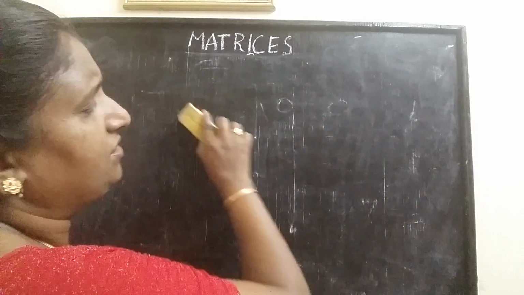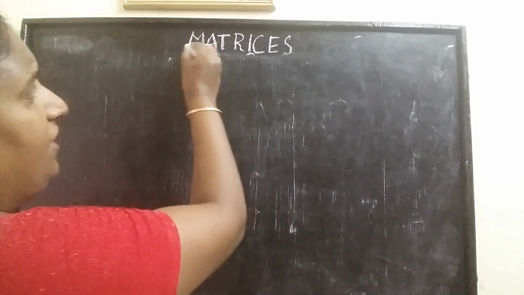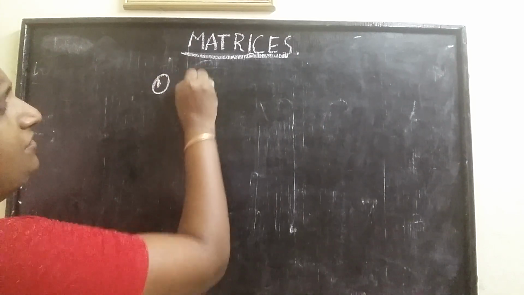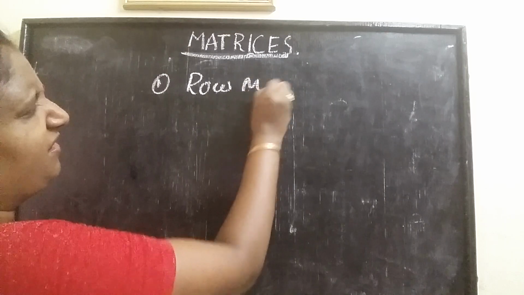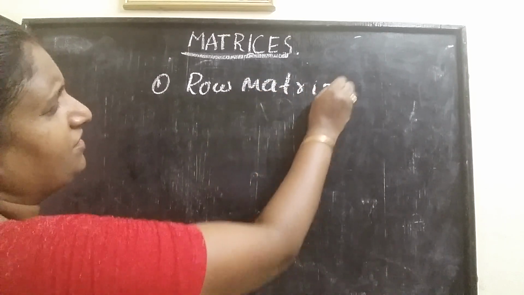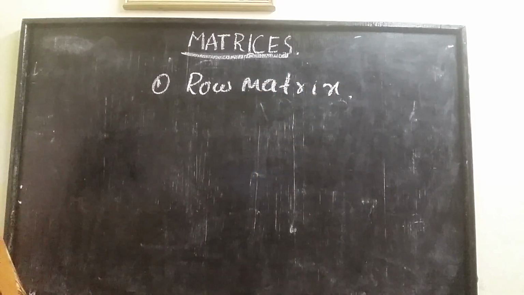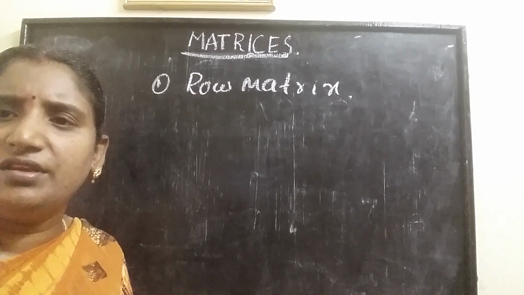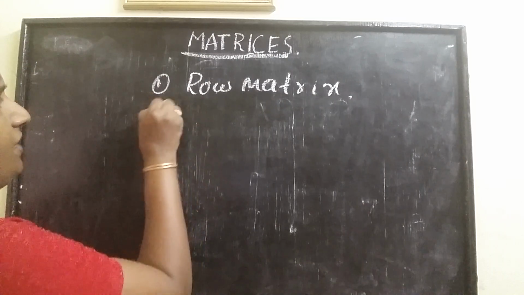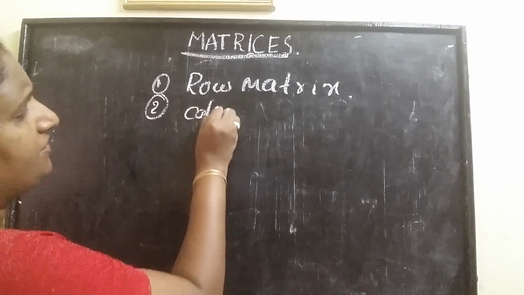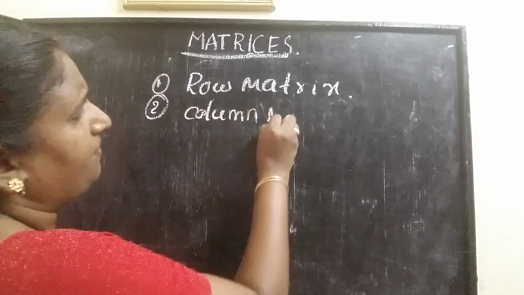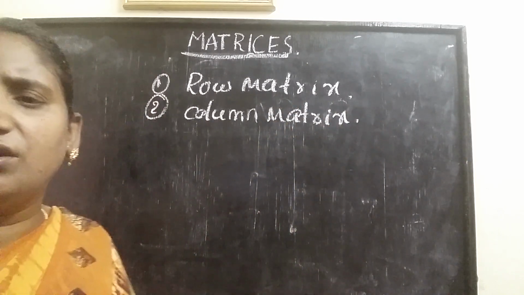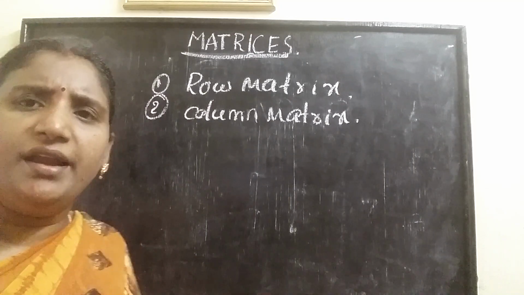Let us revise all those types of matrices once again. How many do we have? First one is the row matrix. What is a row matrix? A matrix that contains only one row is called a row matrix. The second one is the column matrix. A matrix that contains only one column is called a column matrix.